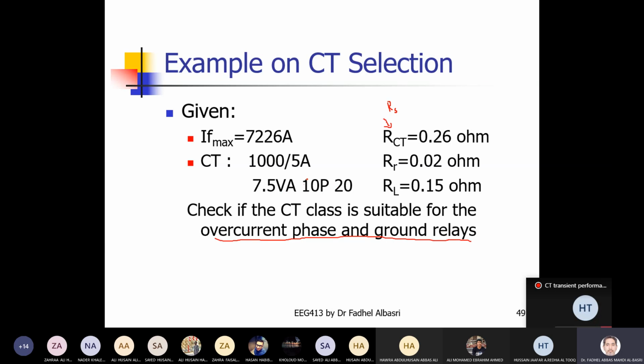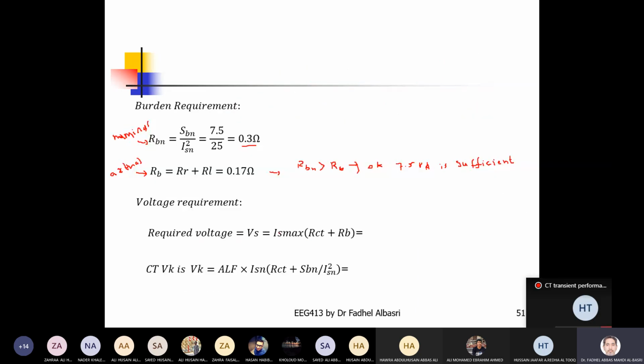And now I'll check the class. Is the class suitable and adequate or not? Now let's take, first of all, three-phase faults. For the phase overcurrent relays.